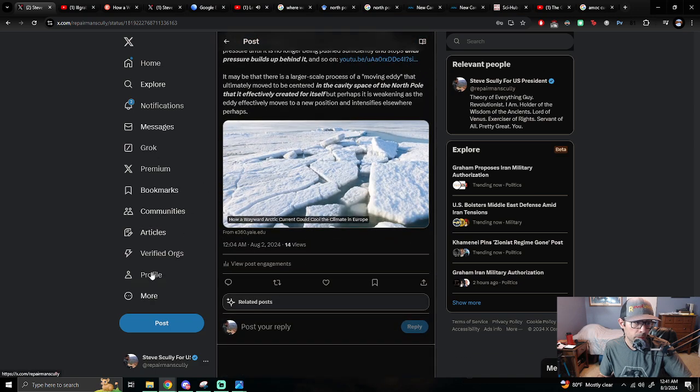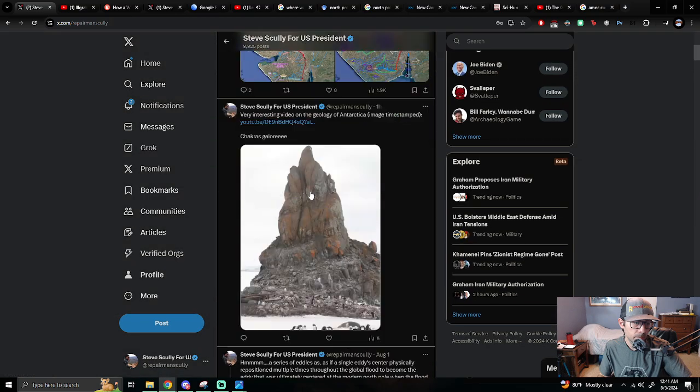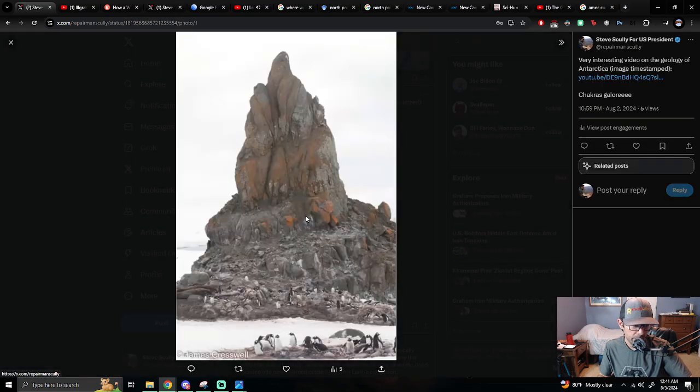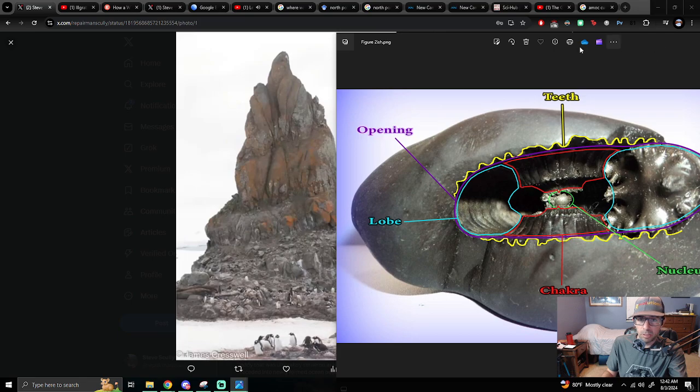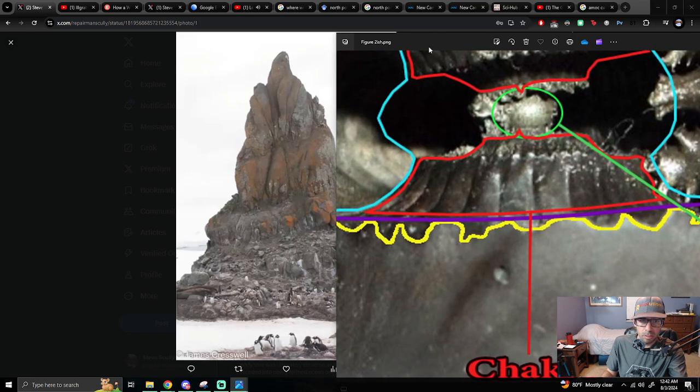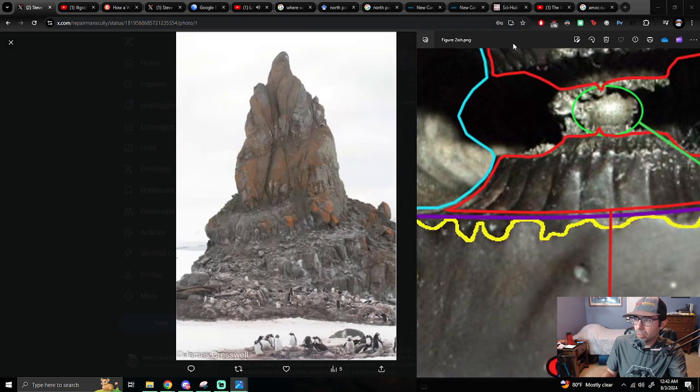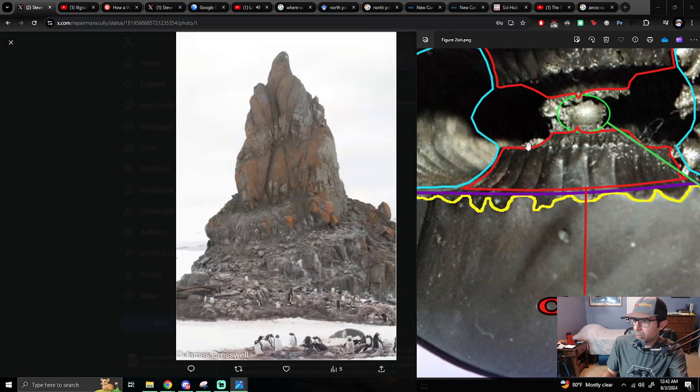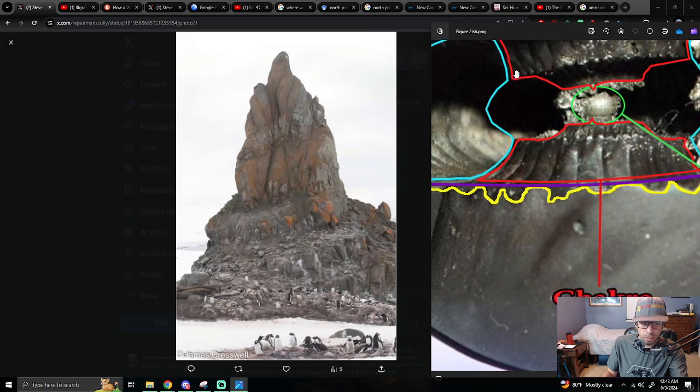And then there was, this is also cool. This is in Antarctica. Chakra much? It's even got these. Oh my god. How incredible. Penguins just hanging out by the chakra.